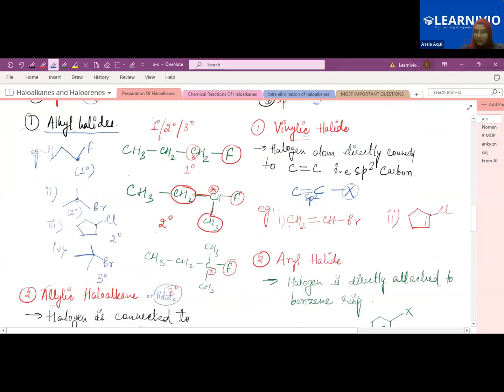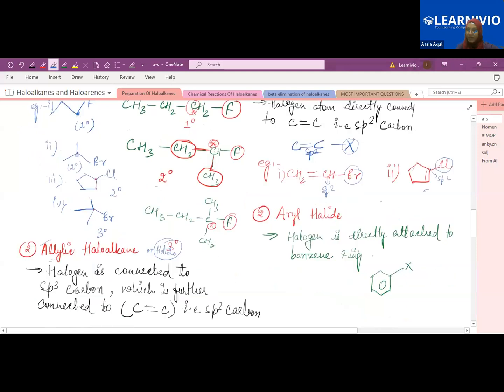Let's see the examples. See the first example. There is a bromine group, and this bromine group is directly attached to the carbon-carbon double bond, meaning this is your sp2 hybridized carbon. So this type of halide is known as vinylic halide. See this example. Is this a vinylic halide? Yes, it's vinylic because you can see the chlorine group is attached to this carbon, and this carbon is basically sp2 hybridized.